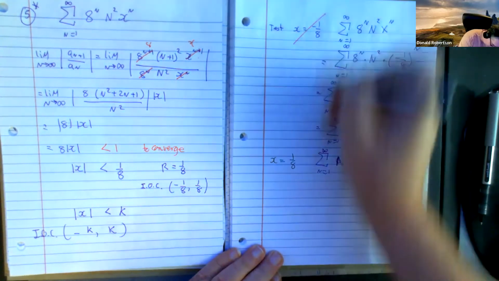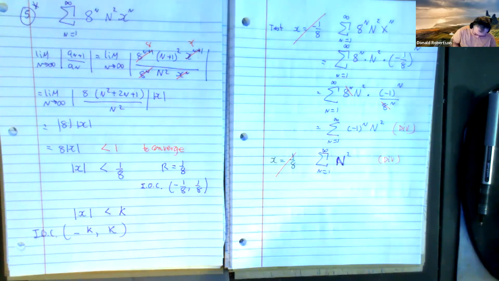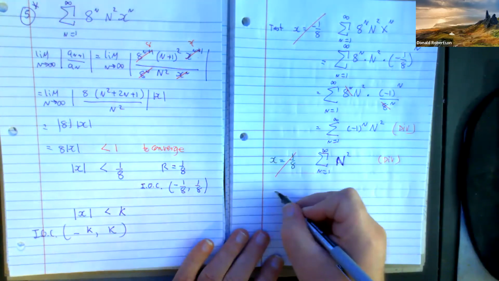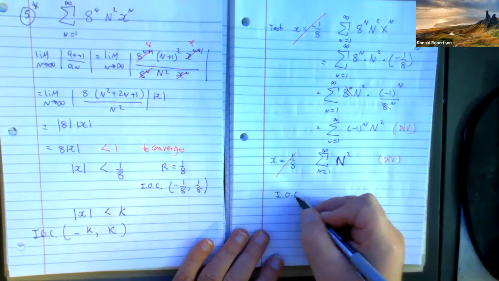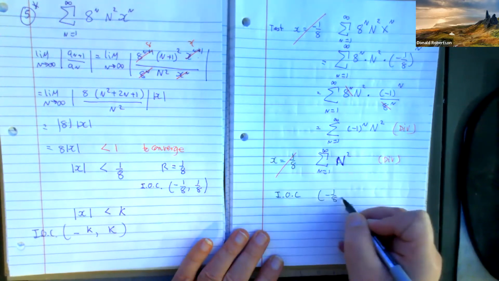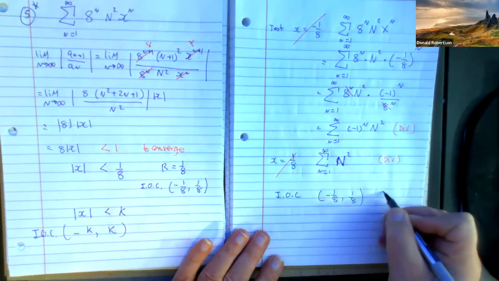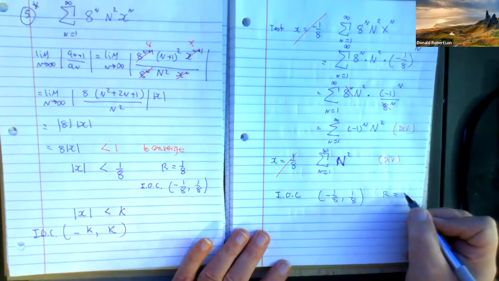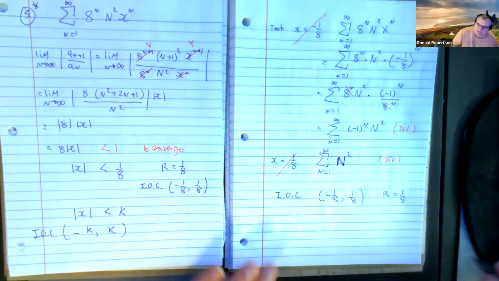So you can't use this one and you can't use that one. So you're finished. The interval of convergence is the same interval that you started with, because none of the endpoints are usable. And we're done.